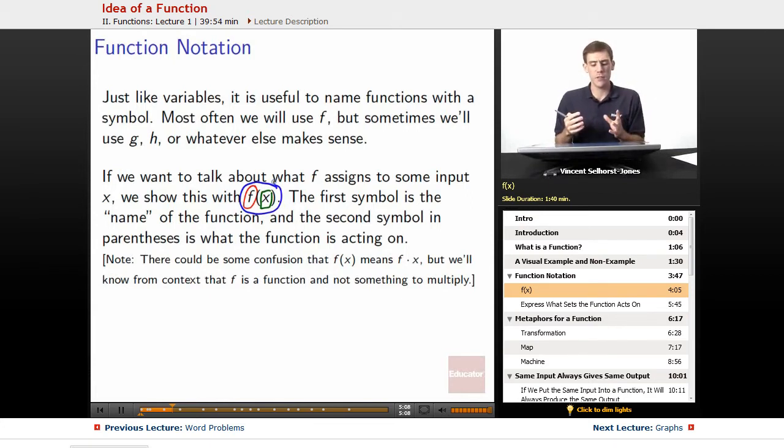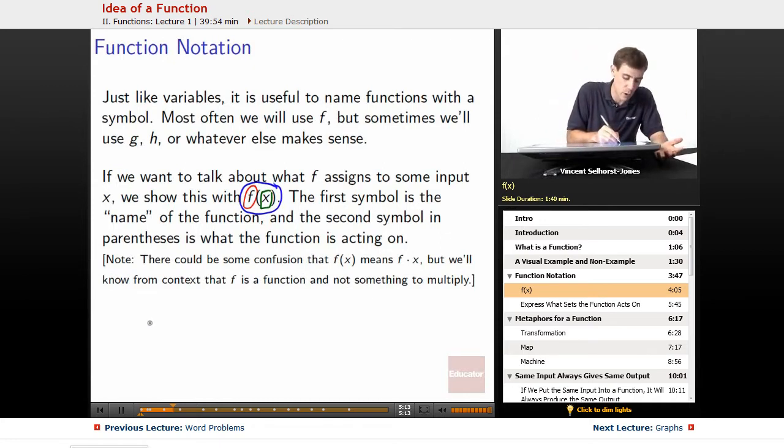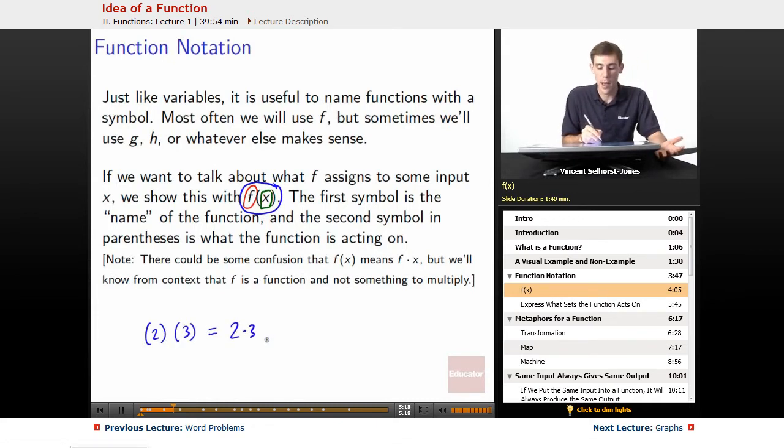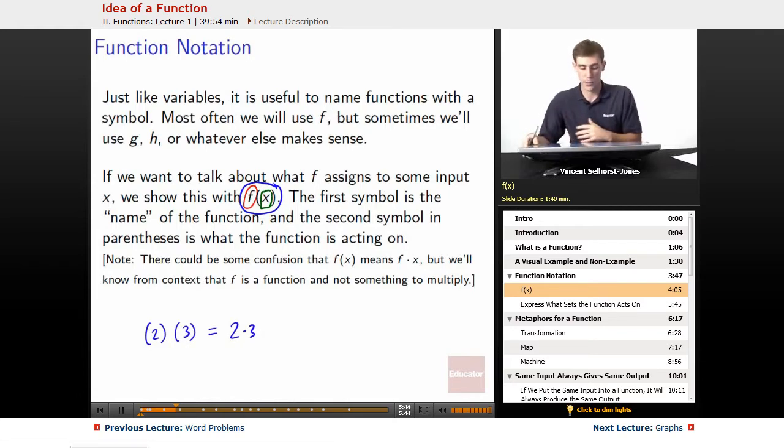Now, there could be a little bit of confusion with f of x, because it's f parentheses x. And we know that parentheses, if I wrote like 2 in parentheses and then 3, that would mean 2 times 3, right? So we might think f times x, but we're going to know from context that f is a function and not something that we multiply. So when f is a function, we don't have to worry about multiplication if it's f on some element. It's always going to be f of that element, never f times, unless we're talking about that explicitly. So when you see parentheses and it's a function, it isn't implying multiplication like when we're dealing with numbers.